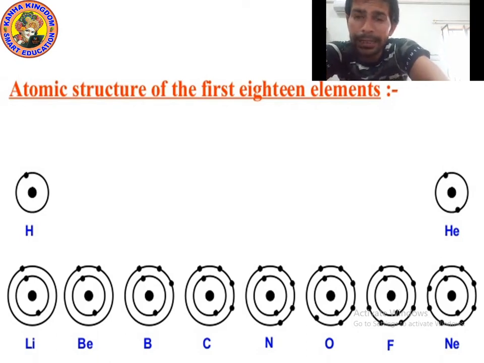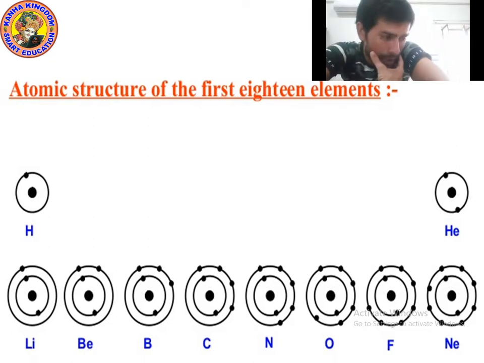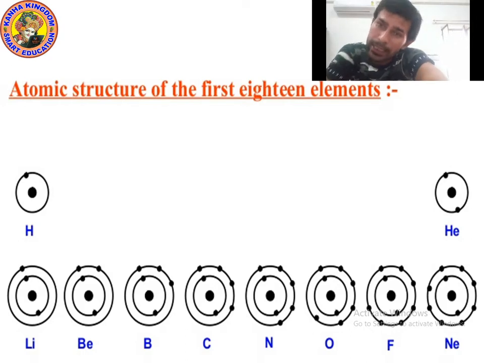In the first circle, how many electrons can we fill? We can fill a maximum of 2. And hydrogen has 1 electron, so we will draw one black dot, which is representing the electron.